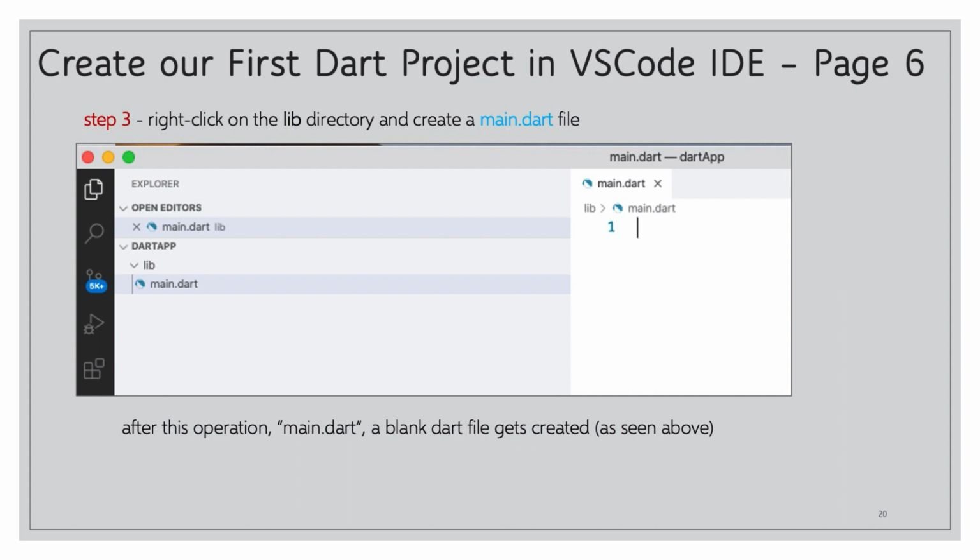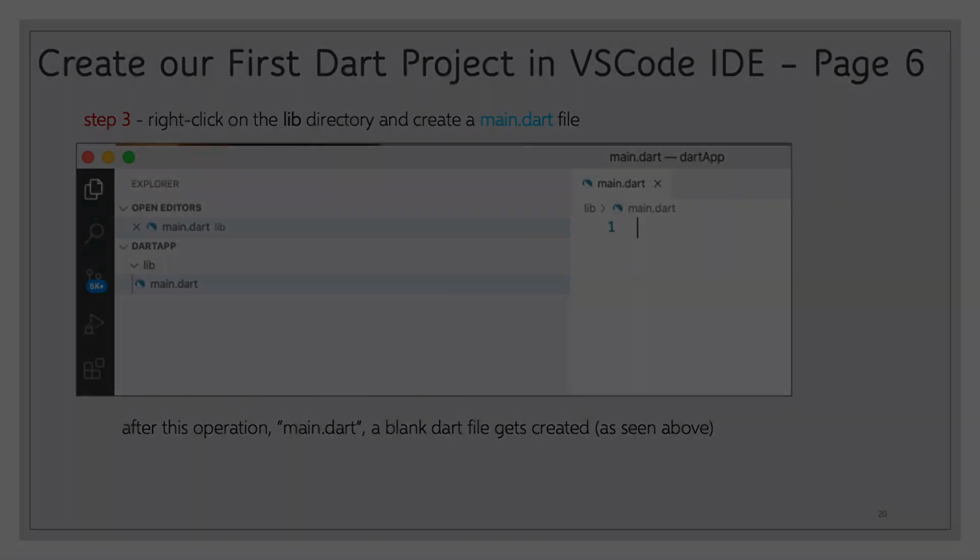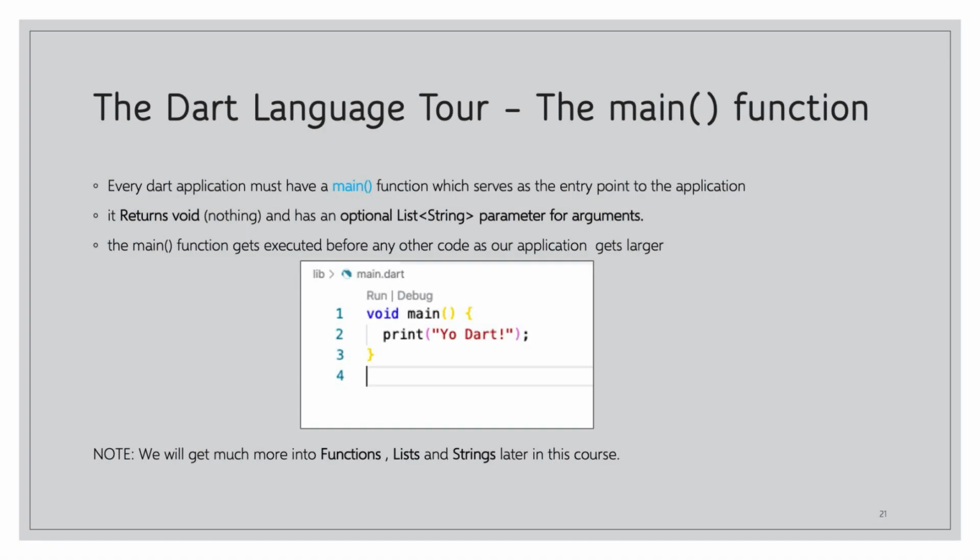So step 3, we're going to right click on the lib directory and create a file called main.dart. So just right click, create a file, main.dart. If this is your first programming language, welcome. I don't want you to become nervous about what I will expose you to now. Just follow along. We are going to dive deep into all major parts and pieces of the Dart programming language.